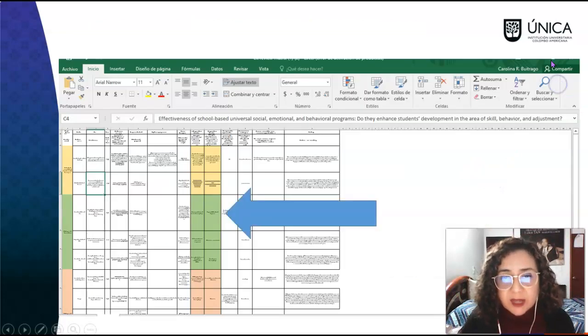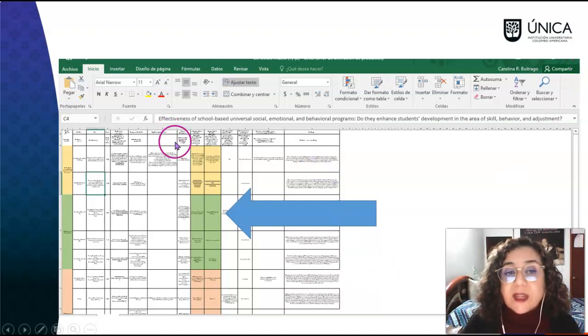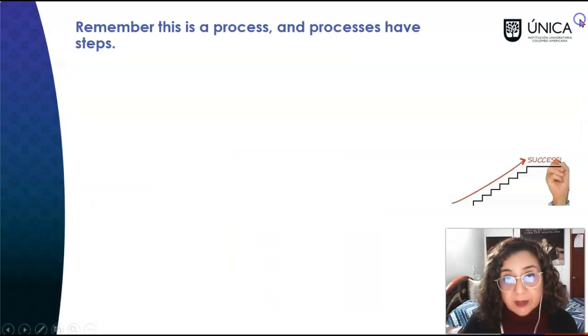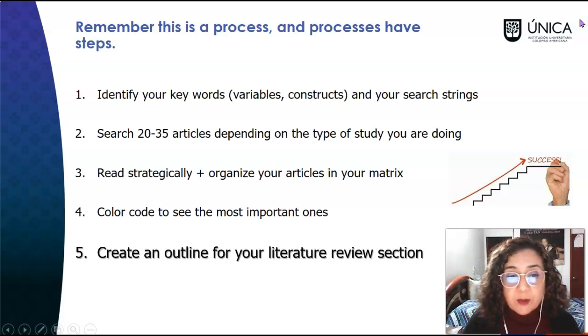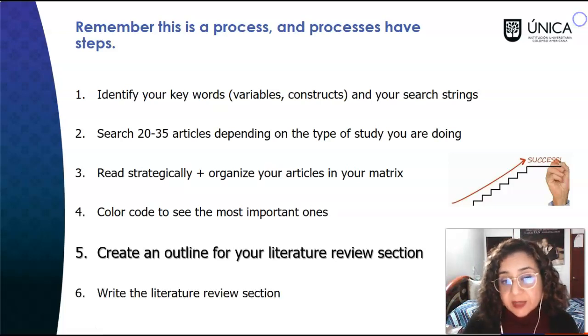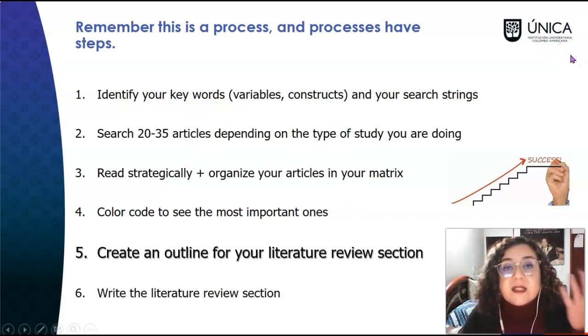So this is your matrix. You already color-coded that. That's noted. Remember that the colors are going to help you organize the order, the hierarchy of writing of your document. So right now, the most important part is to create the outline and to write the section. Okay, I won't be checking the outline. However, you need to do it. That's something that is going to help you write better.